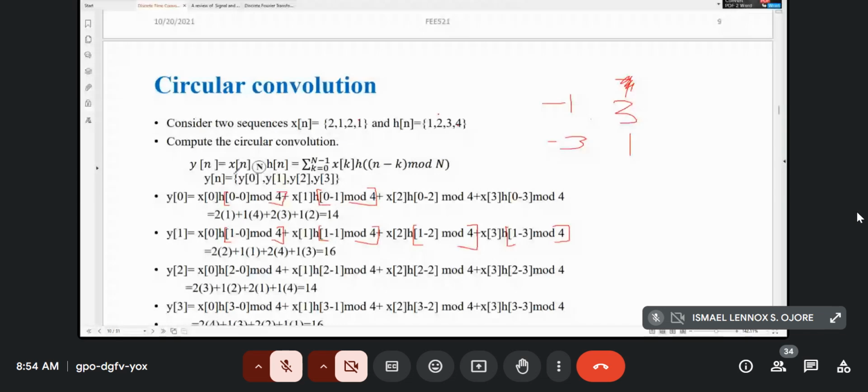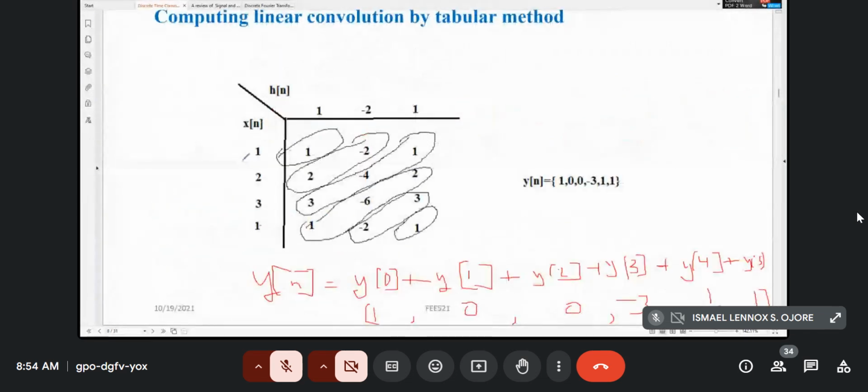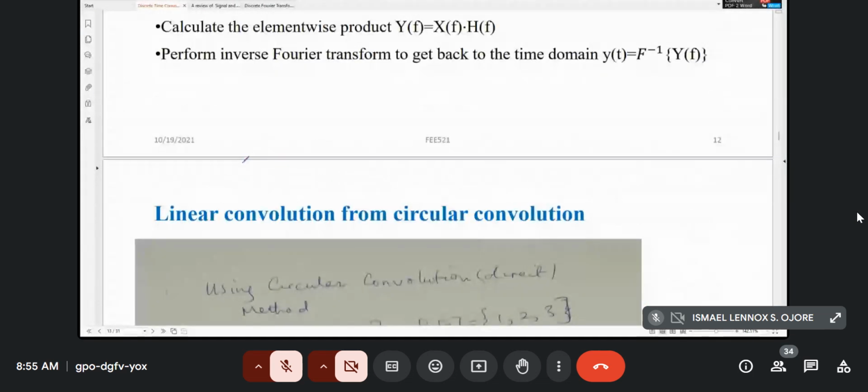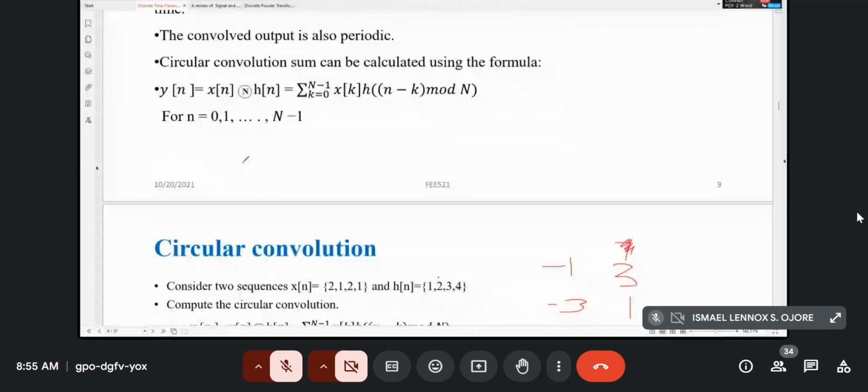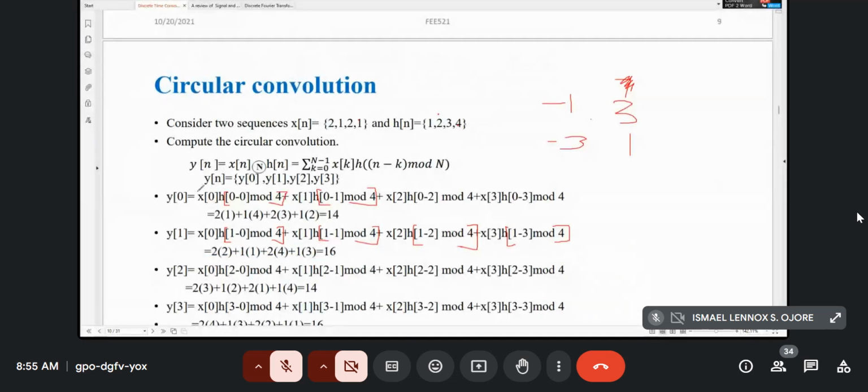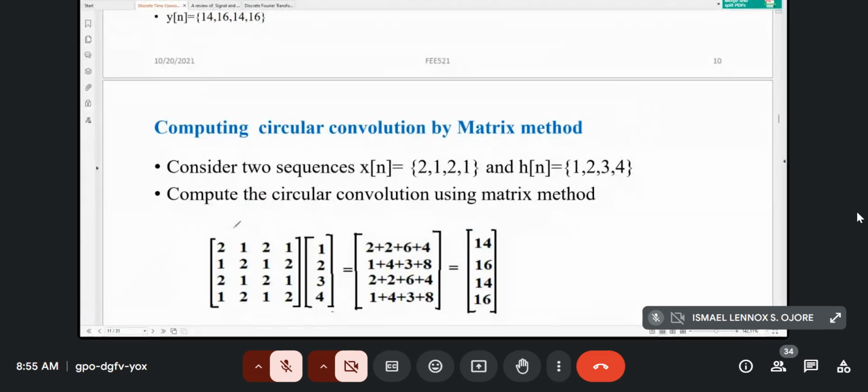You can do that also, by the way, for the linear convolution. But what I was trying to emphasize is the difference between the circular convolution and the linear convolution. Because for the circular convolution, you do mode n. So I think there is no question there.